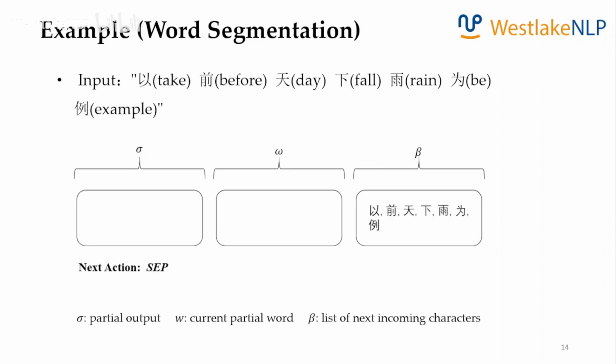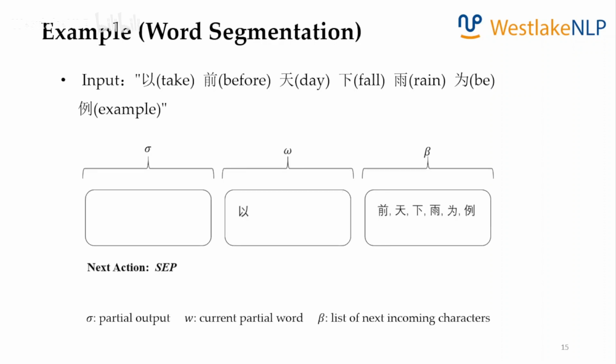So we can take two actions, separate or append. In this case, the first character must be separated. So let's apply separate. We shift this character to omega, the temporary buffer for the current word being processed. Okay? And then we handle the next character.